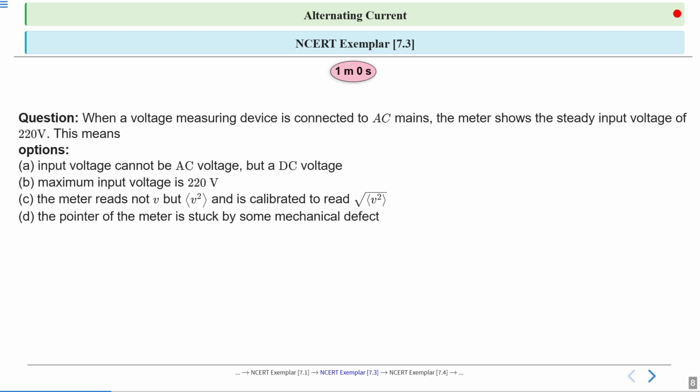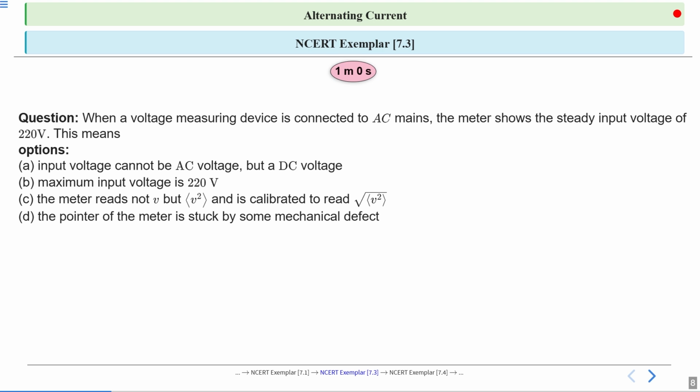Now, next question. When a voltage measuring device, called a voltmeter, is connected to AC mains, the meter shows the steady input voltage of 220 volt. This means, so options are: A, input voltage cannot be AC voltage but a DC voltage; B, maximum input voltage is 220 volt; or C, the meter reads not V but V square average and is calibrated to read V square average root.